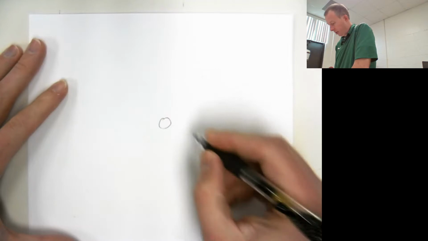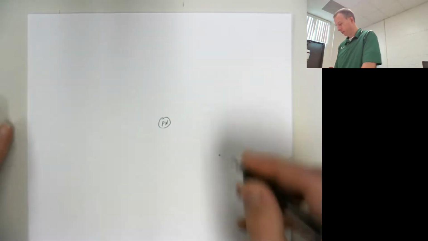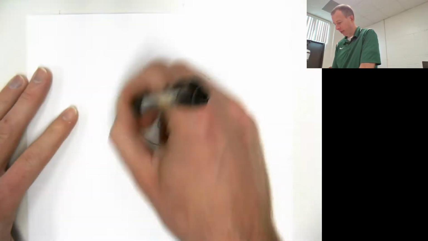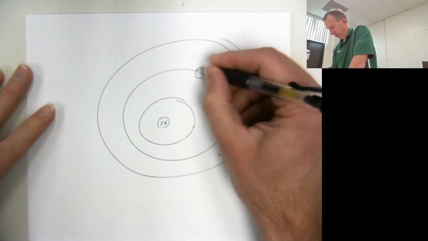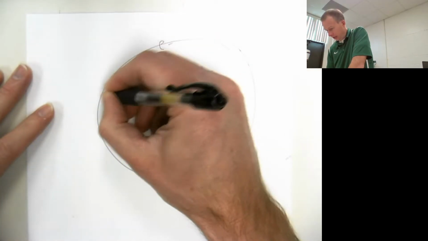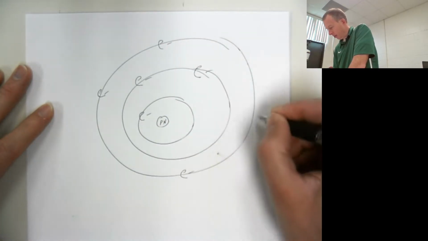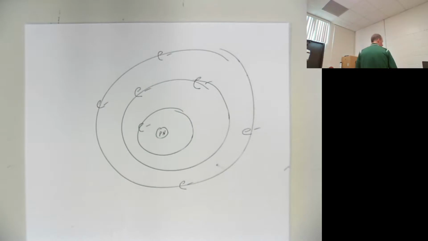In general, this is what you've been taught for a long time. You've been told there's a nucleus in the middle with protons and neutrons, and around the outside of that nucleus there are energy levels that electrons just orbit around. It's kind of like the solar system and the planets. That's not really right.